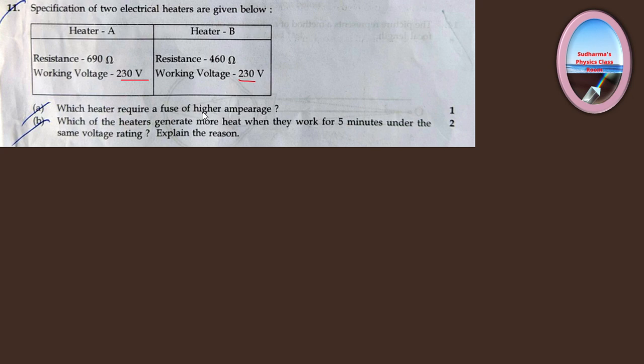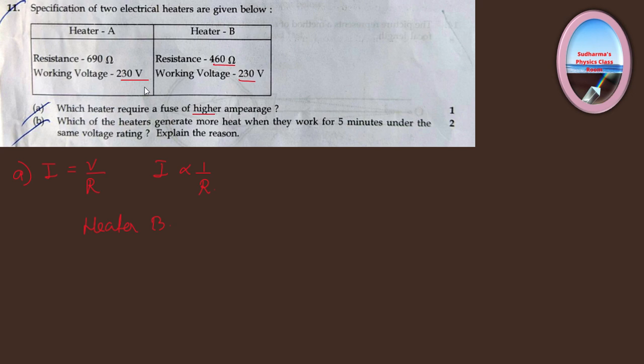Which heater requires a fuse of higher amperage? How do you calculate the amperage? Current I is equal to voltage divided by resistance. For both we have the same voltage, so current is inversely proportional to resistance. If you need a higher amperage fuse, the one allowing more current to flow through it is the one with less resistance. So the answer is heater B, because it has low resistance.